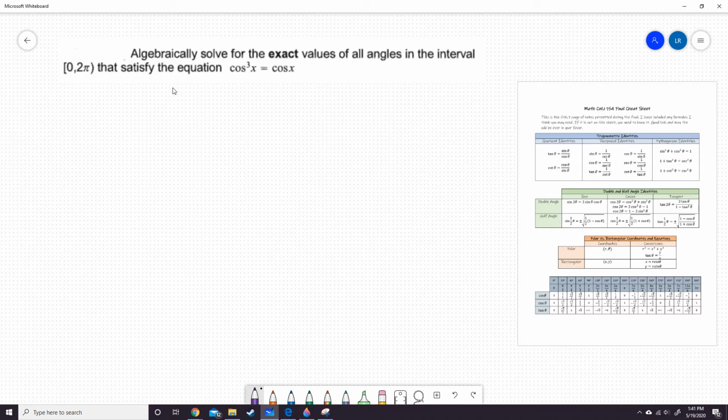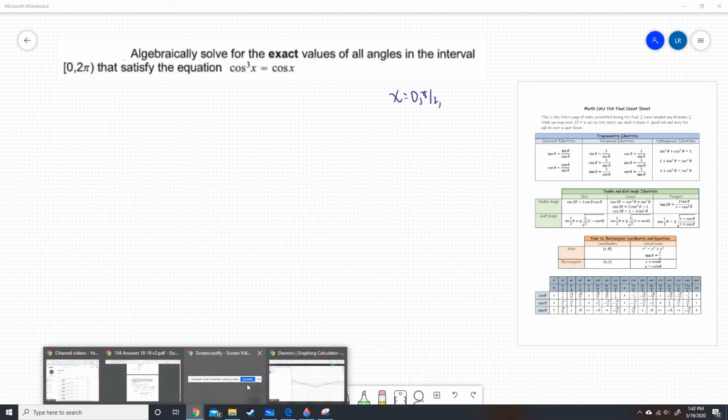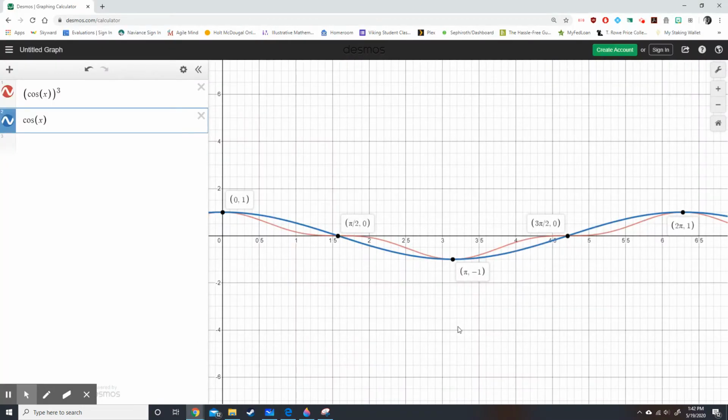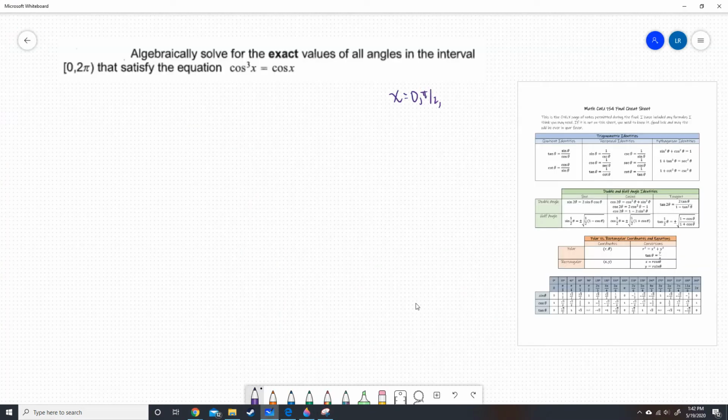So this says algebraically solve. We actually already know what our answers are. We could write them off to the side. x equals 0, pi over 2, I think it was 3 pi over 2. Let's see, there were 4 answers. I think it's pi and then 3 pi over 2. So we can put those over here just to start, and then we'll solve this algebraically and make sure that our work matches that.